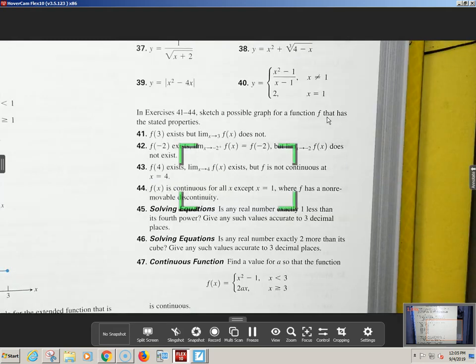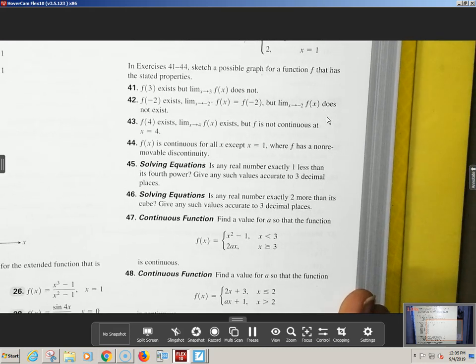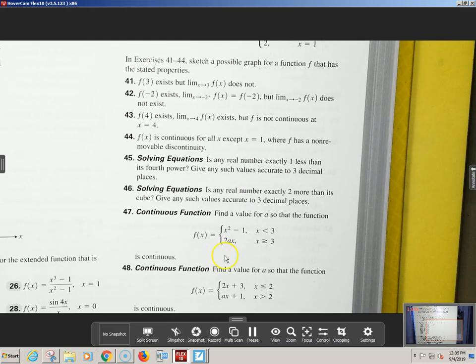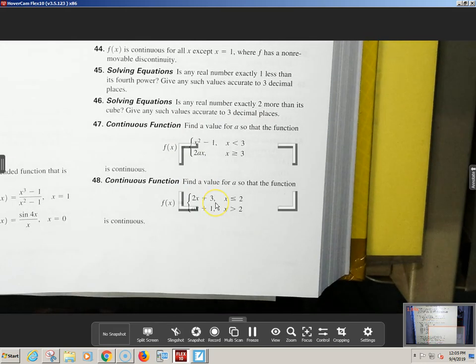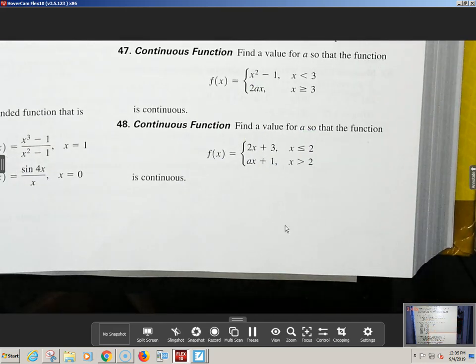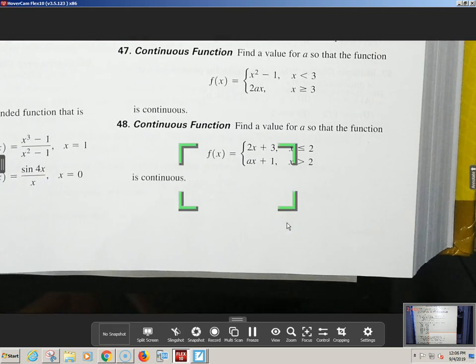Anything else in homework? Yeah. 48. Find a value A, which is perfect. This is exactly what Calc AB saw for the first time today. Finding a value that makes it continuous. Now, guys, what's the shortcut whenever you see something like this? What's the shortcut that pretty much will almost always work? We couldn't find a counterexample yesterday, and no one came to me with a counterexample. Set the equations equal to each other at x equals the separator, right?